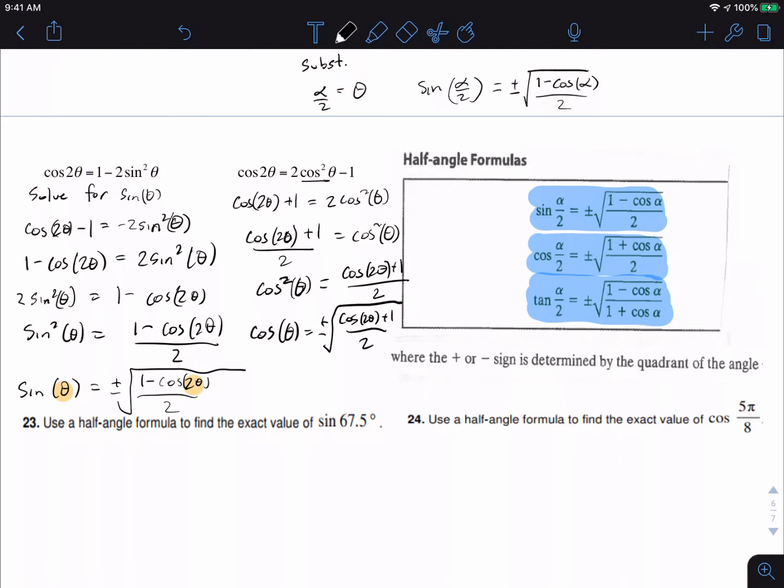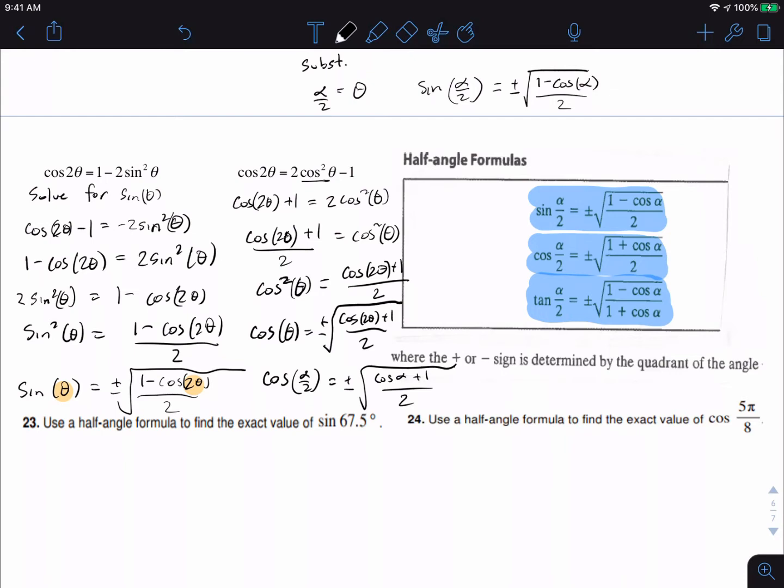And we can see here again, if we do that alpha substitution, I can do this one here. I'm going to get cosine of alpha over 2 will be equal to plus or minus the square root of cosine of alpha plus 1 all over 2. Now, to do tangent would simply be the sine over the cosine, and that would yield that third example.